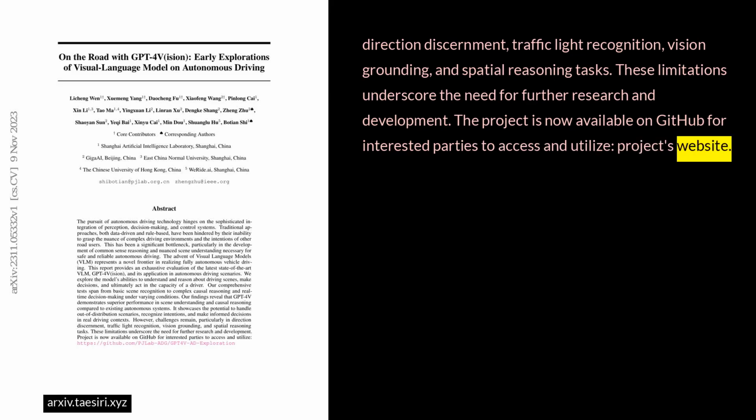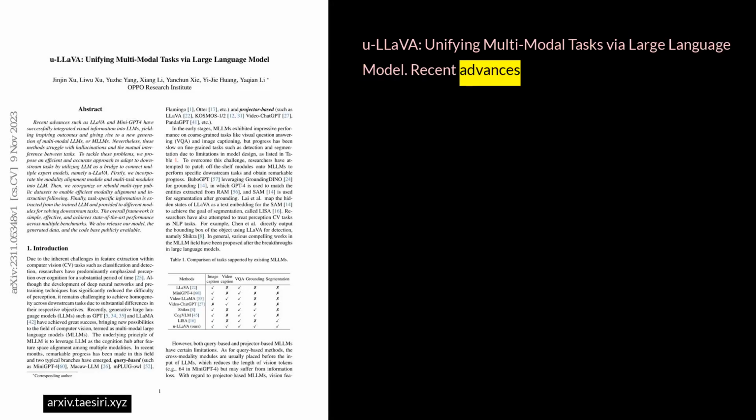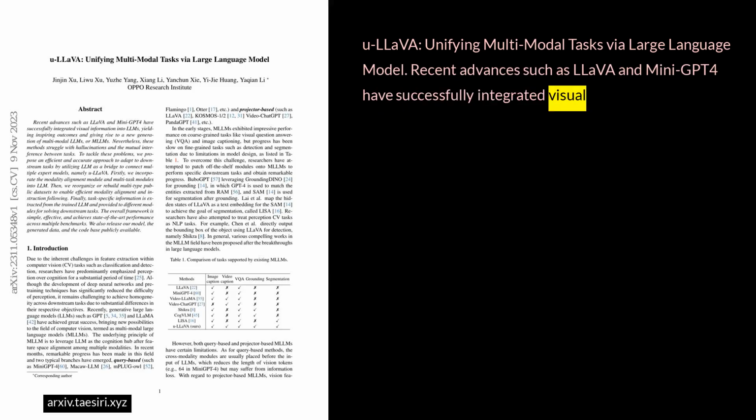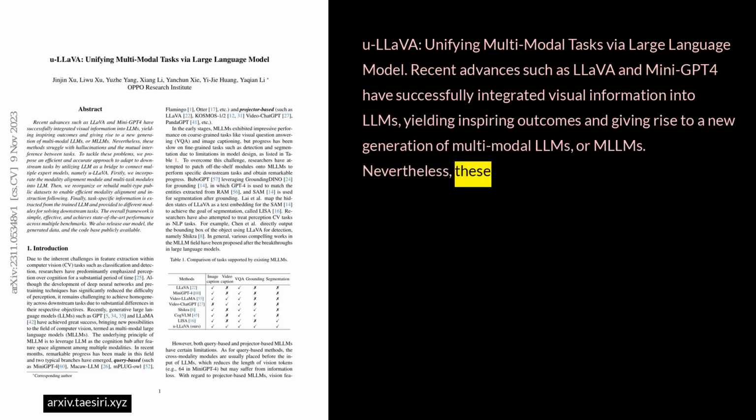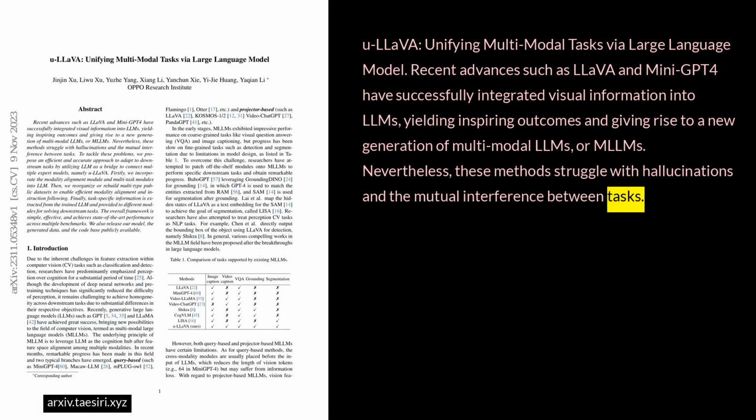Project's website: u-LLaVA, Unifying Multimodal Tasks via Large Language Model. Recent advances such as LLaVA and MiniGPT-4 have successfully integrated visual information into LLMs, yielding inspiring outcomes and giving rise to a new generation of multimodal LLMs, or MLLMs. Nevertheless, these methods struggle with hallucinations and the mutual interference between tasks.